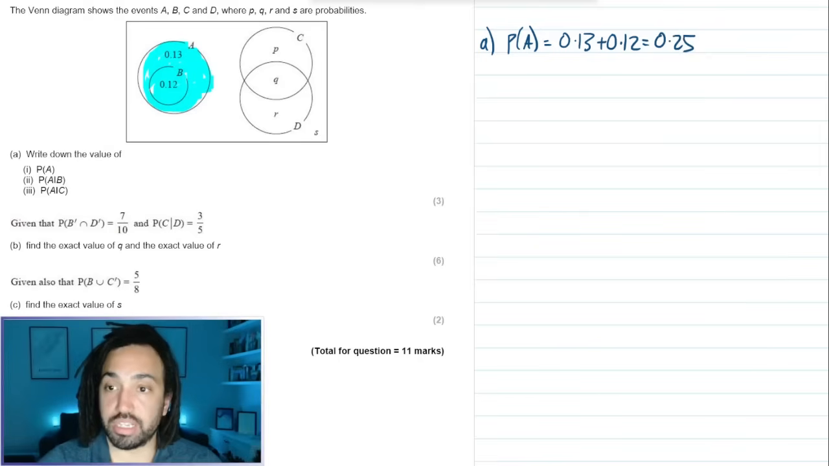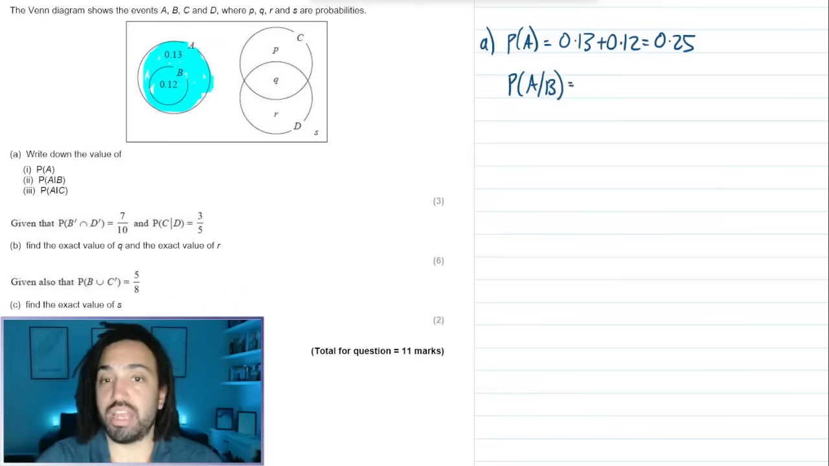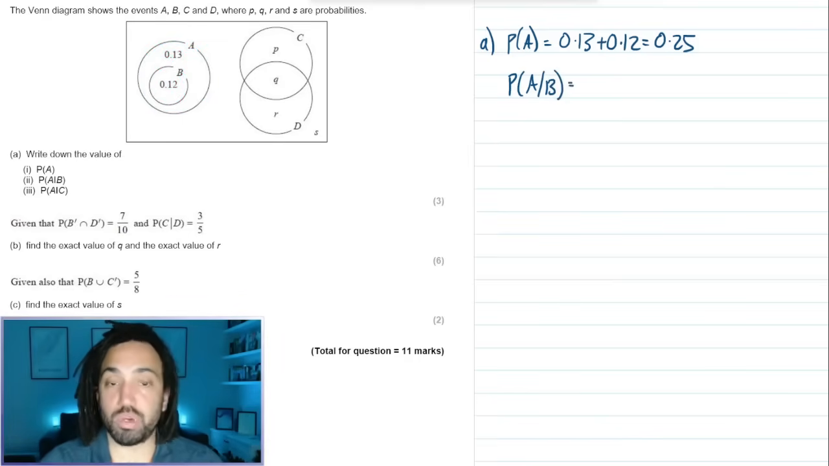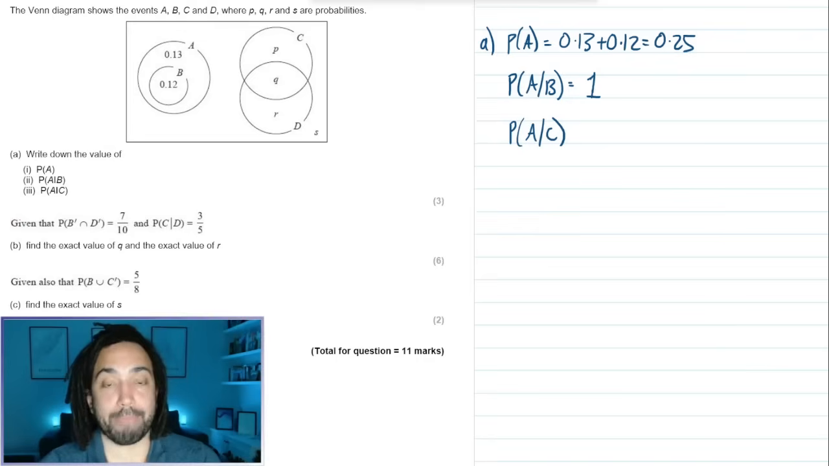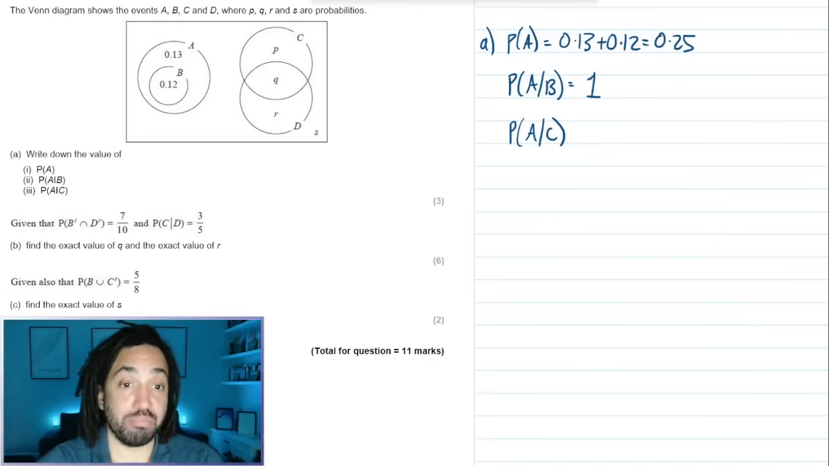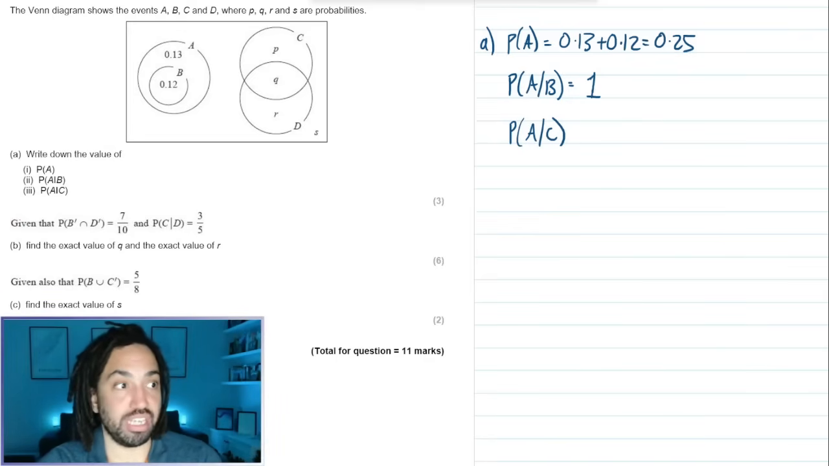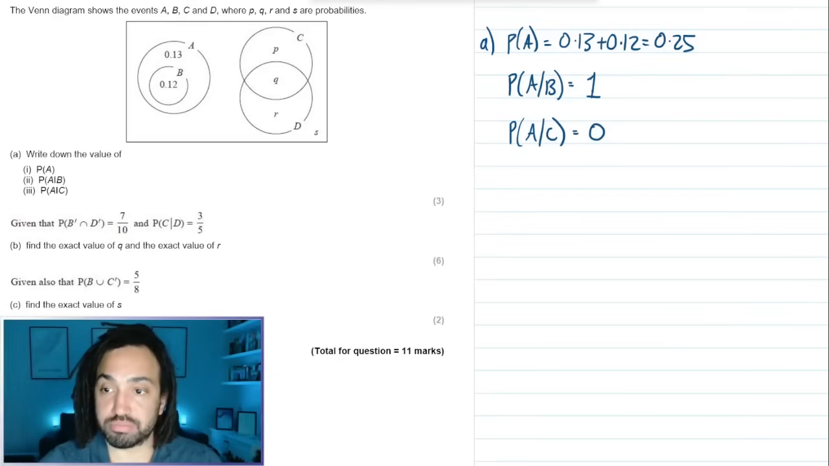Lovely. Okay, the next one, find the probability of A given you're in B. So let's say you are in B, what is the chance that you are also in A? Well, it's 100% because B is completely contained in A. So the answer to that is 1 whole. Okay, and the next one is probability of A given you're in C. Well, the chance of me being in A if I'm over there in C is 0 because they're mutually exclusive. So that one's 0.